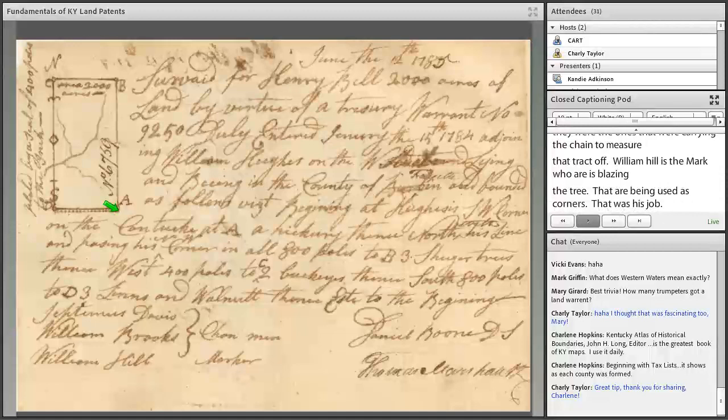We've had researchers use these old surveys in order to plot out roads. They weren't interested in the genealogy, but they were interested in the history of it. We have also had naturalists study these old surveys to determine what type of trees were in Kentucky. And also, they could identify the location of the canebrakes. Lots of usage for these. But this will be the foundation for the history of that 2,000-acre tract. It was surveyed for Henry Bell.